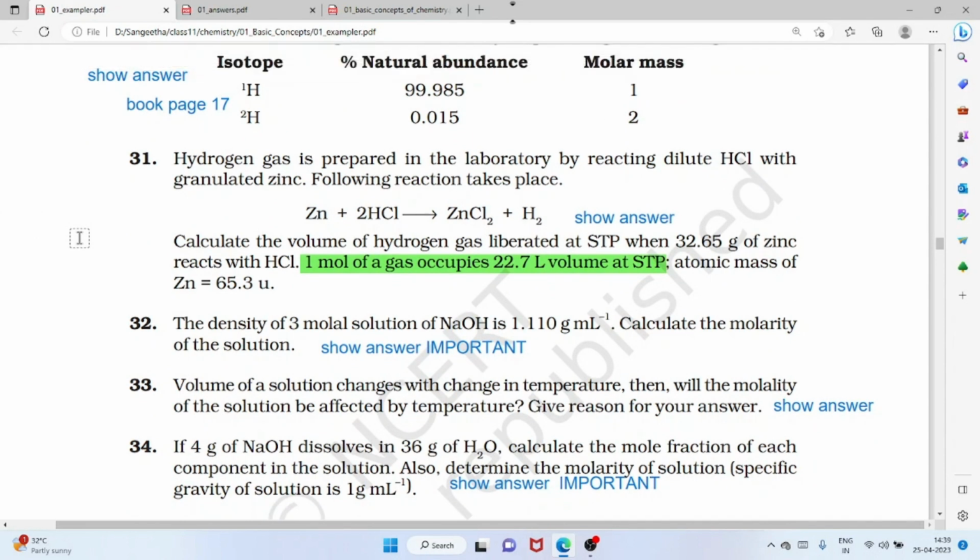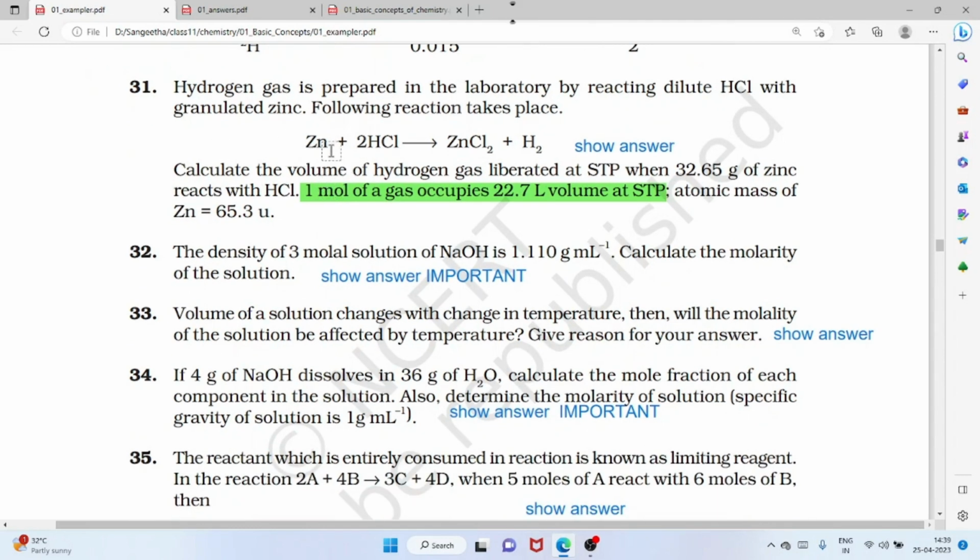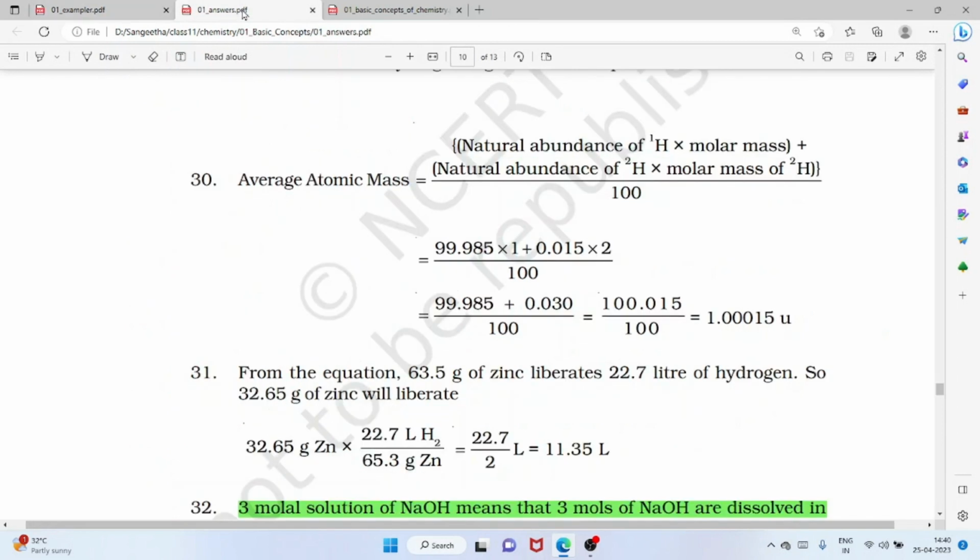Hydrogen gas is prepared in the laboratory by reacting zinc with HCl. Okay. The following reaction takes place: zinc plus HCl gives zinc chloride. Calculate the volume of the hydrogen gas liberated at STP when this many grams of zinc react with the HCl. 1 mole of gas occupies 22.7 liter of volume at STP. Okay, this is important information. Atomic mass also they have given. 31.